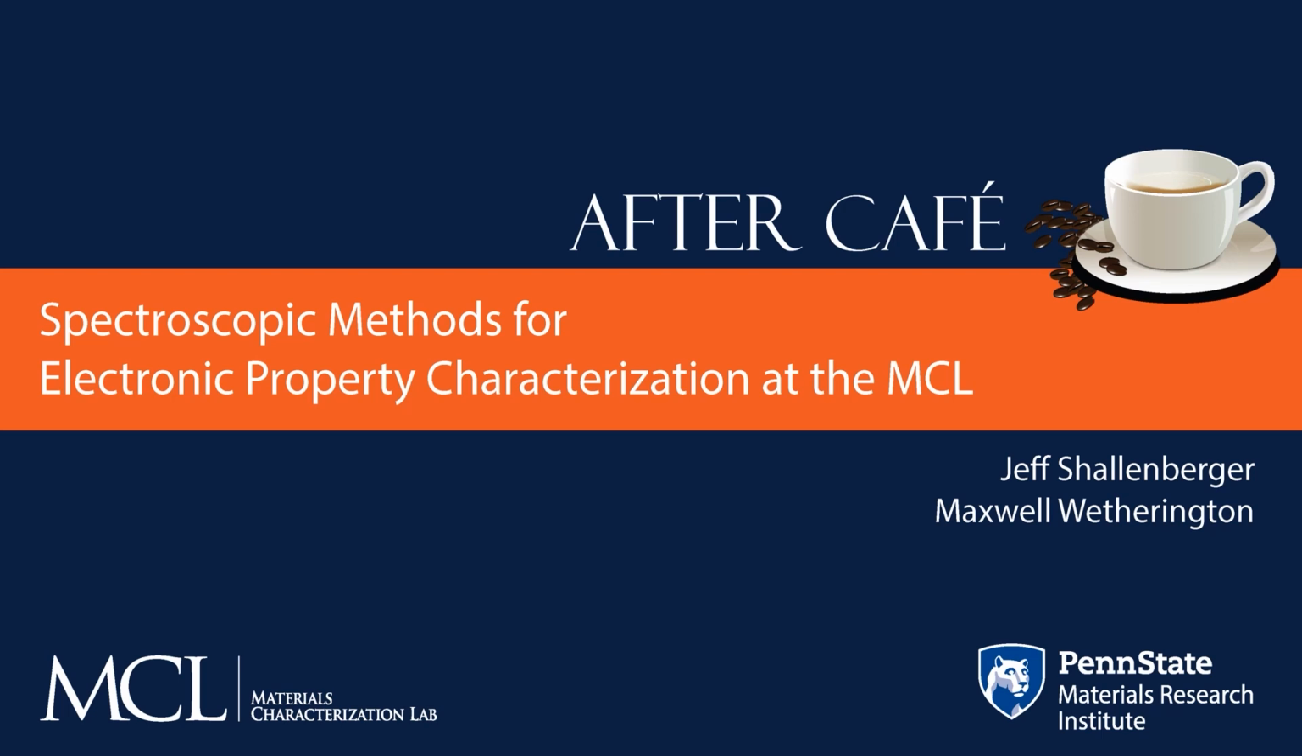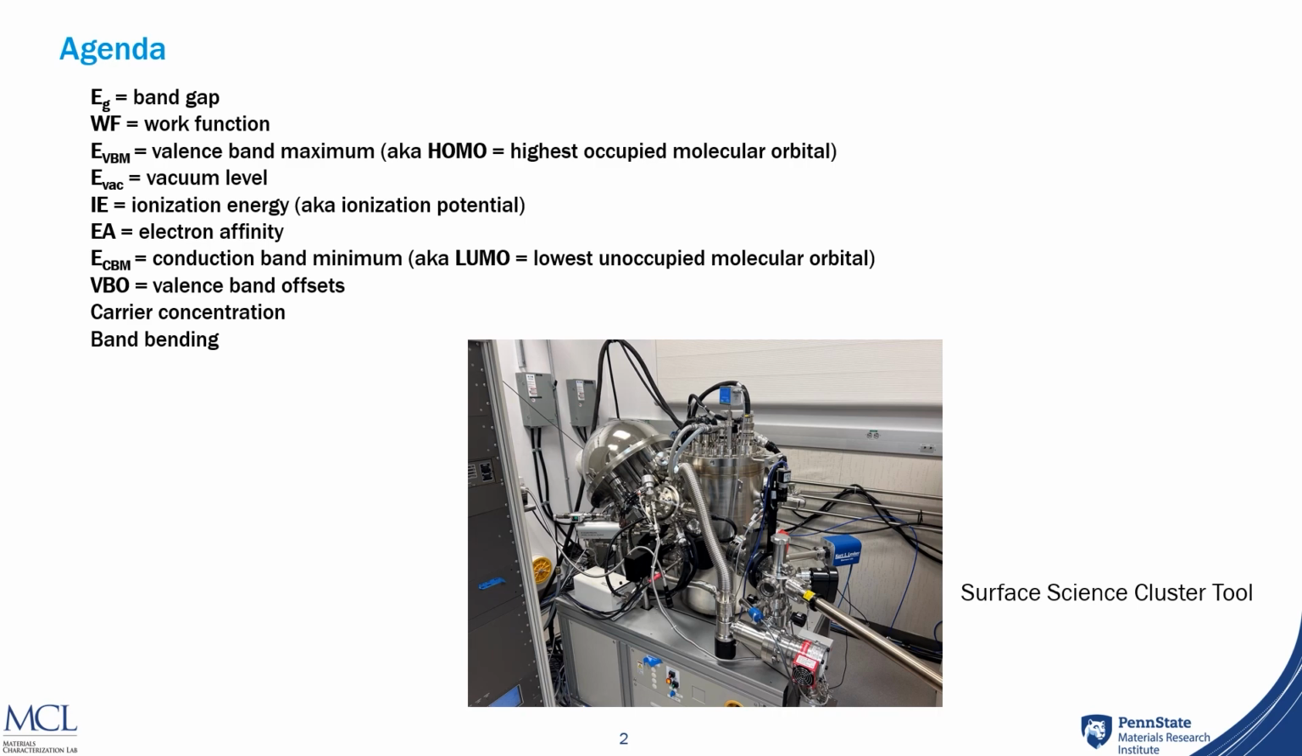I'm going to talk about some of the unique capabilities we have at the Materials Characterization Lab for measuring electronic properties on materials. Some of the properties that we're going to talk about are mentioned here on this slide. A lot of these are obtainable through a very unique surface science cluster tool that we have in Materials Characterization Lab. It has 5 different spectroscopies all in one, and it resides in the basement of the Millennium Science Complex.